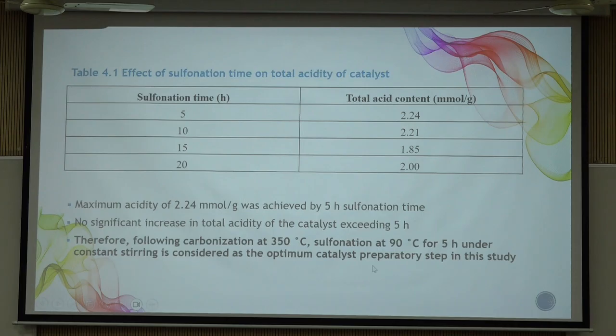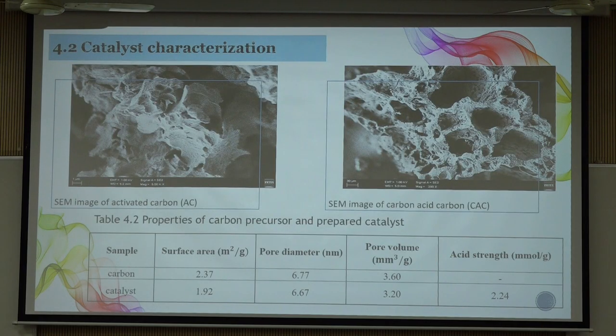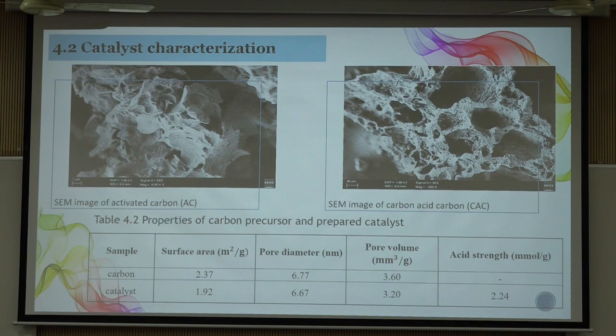So this is the SEM image of the activated carbon, which is the acid catalyst. We plan to use the acid catalyst. The pore volume is around 2.6, and the pore diameter is 6.77, both the same for the carbon and also the catalyst.